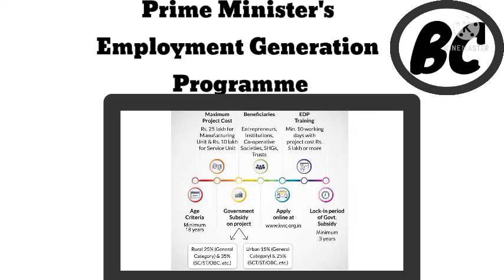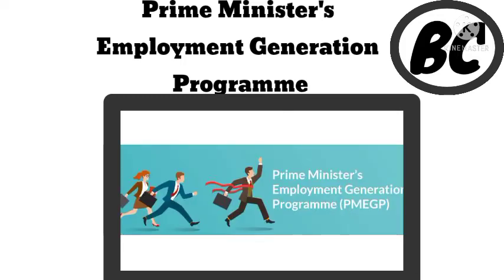Now let's take a look at the loan quantum. If you're going to be starting a business under the manufacturing sector, then you can avail a loan amount of up to 25 lakh rupees. But if you want to start a business under the service sector, like a gym or a beauty salon, then you can get a loan amount of up to 10 lakh rupees under the Prime Minister's Employment Generation Program.